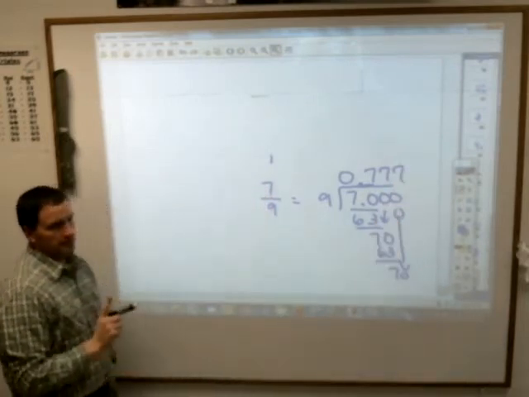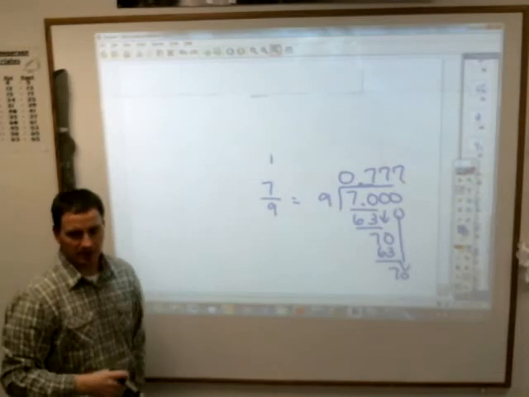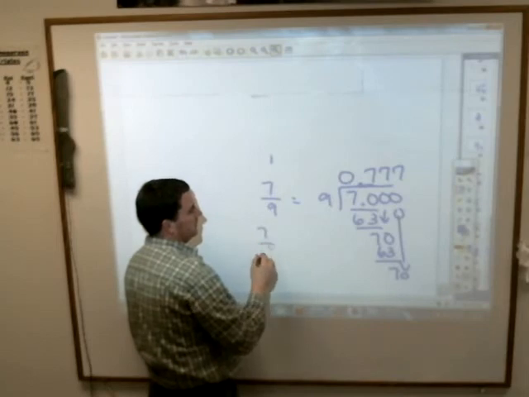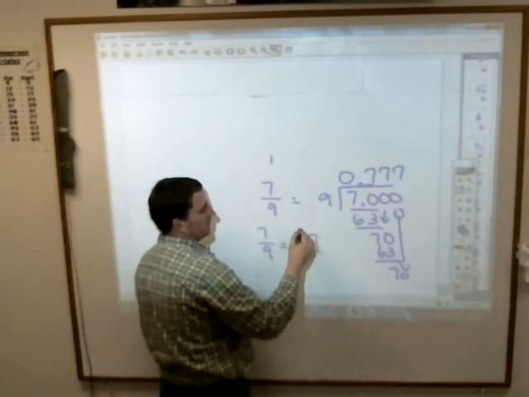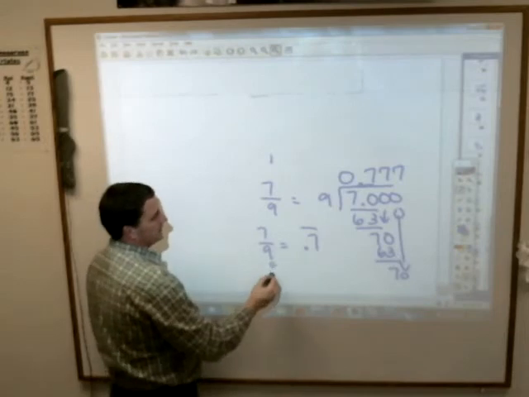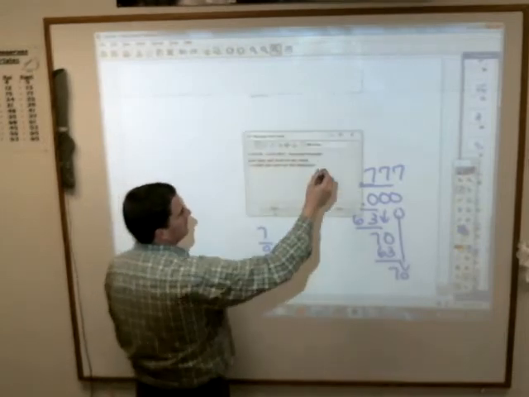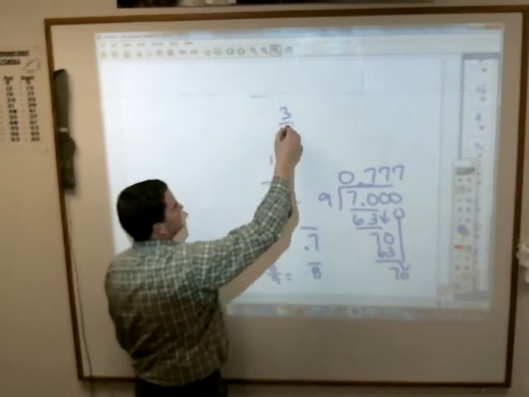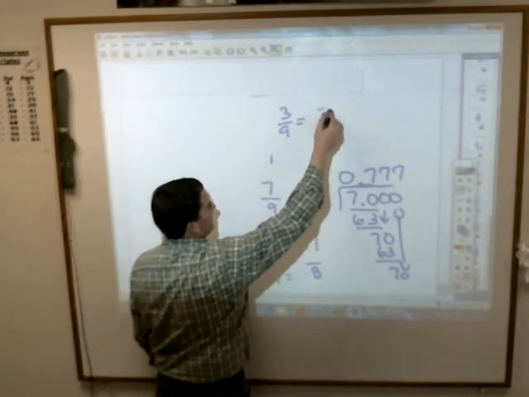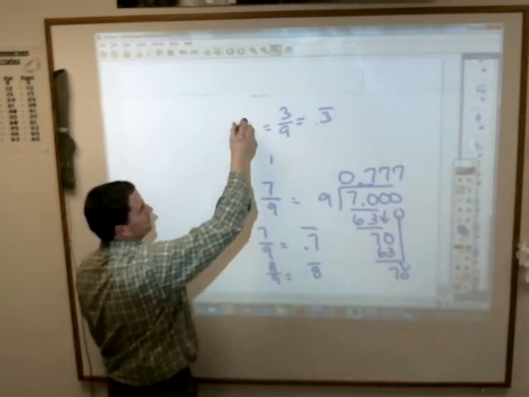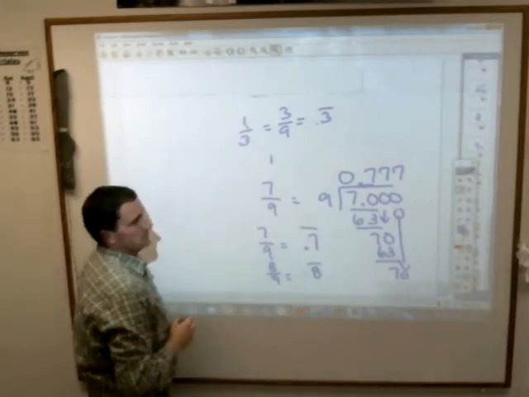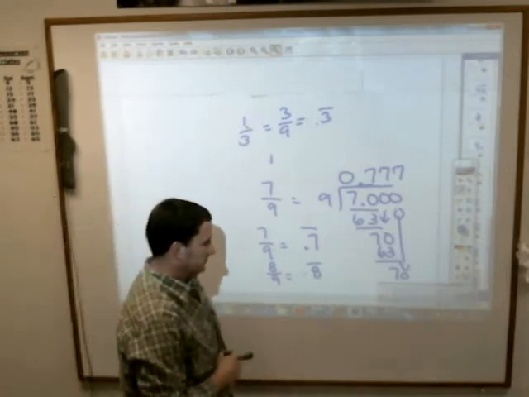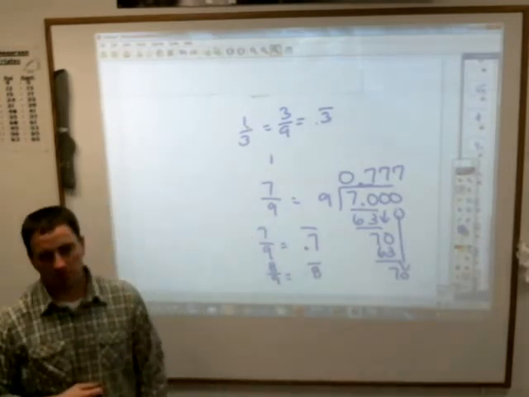The ninths are easy because they're always repeating decimals and they're always the number on top of the 9 that repeats. So 7/9, we write the repeating decimal like this: 0.7 repeater. Guess what 8/9 is? 0.8 repeater. 3/9 is 0.3 repeater, which is the same as 1/3. 9/9 would be 1.